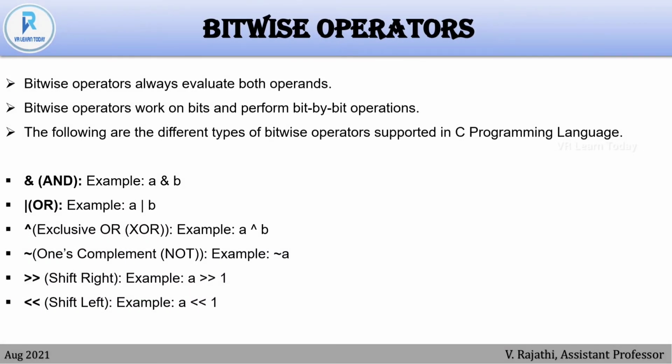Next, bitwise operators. Bitwise operators always evaluate both operands. Bitwise operators work on bits and perform bit by bit operation. The following are the different types of bitwise operators supported in the C programming language: AND, OR, exclusive OR, one's complement, shift right, and shift left. This is a corresponding example. We can use A and B, A or B, A XOR B, one's complement of A, A shift right 1, and A shift left 1.